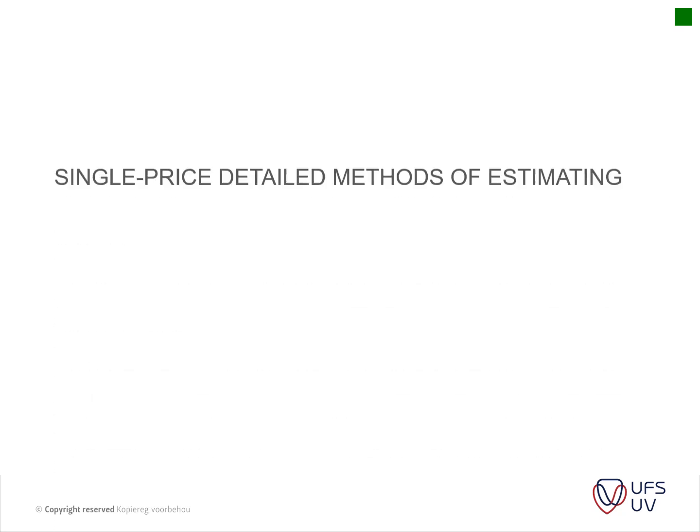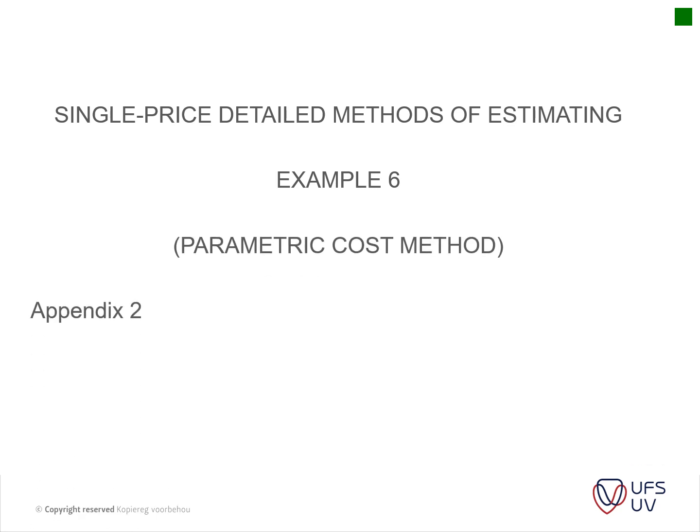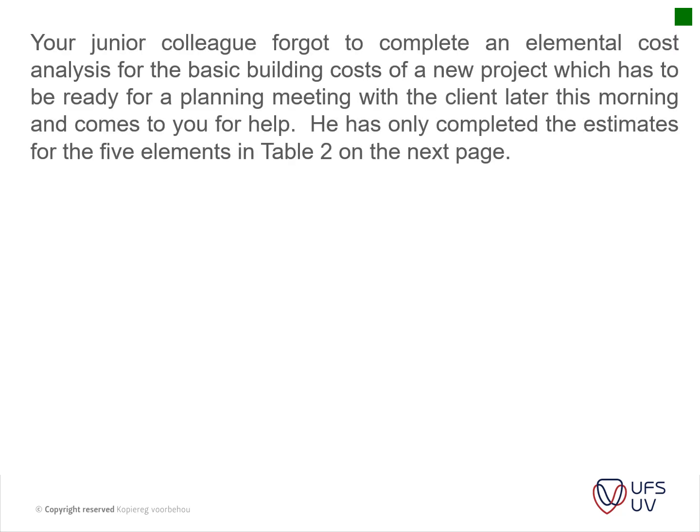Okay, so we're looking at the single price detailed methods, example 6, the parametric cost method as per appendix 2. If you look at your appendix 2, it's the last example on there. I've gone through this, not very briefly, but I've gone through it in class before.